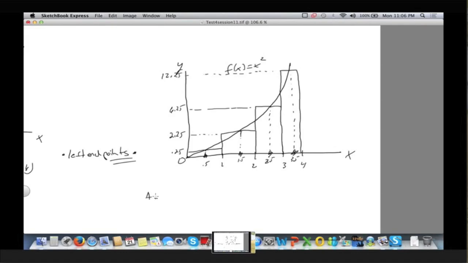Okay, so now I can say area equals, well, 1 times 0.25 plus 1 times 0.25 plus 1 times 6.25 plus 1 times 12.25. We get 12.25 plus 6.25 plus 2.25 plus 0.25.